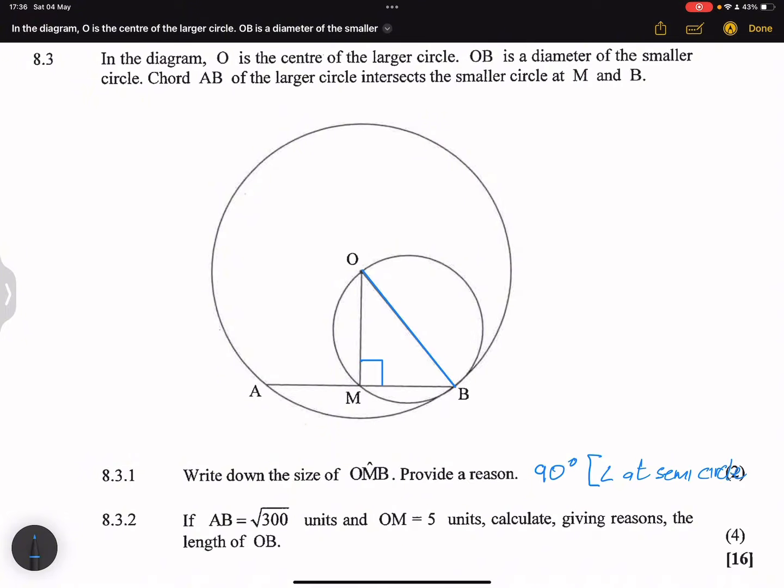Okay, right. And then they say AB is that entire chord there in the larger circle. So that's square root of 300. And OM is 5. And they say calculate, giving reasons, the length of OB. Right, so we want the length of OB, which is this guy over here.